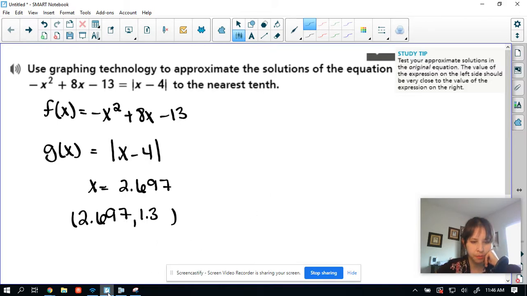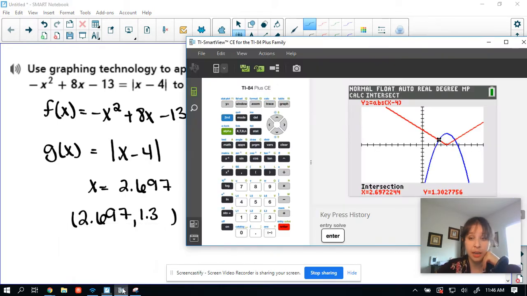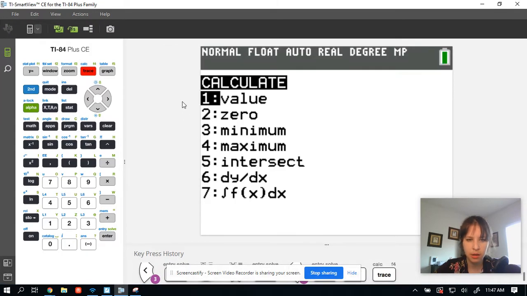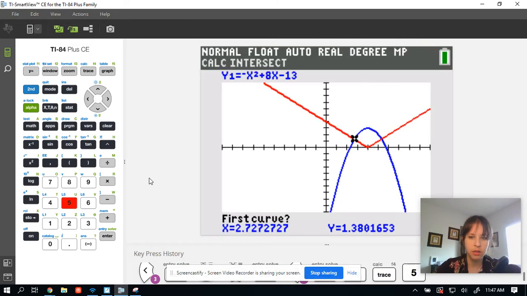And then we're going to go take that second point. So I am going to hit second calc. And I'm going to go 5 for the intersect. And again, I'm going to choose my first curve. So I could actually move this over a little bit and hit enter. My second curve, we're already on there, so I'm going to hit enter.